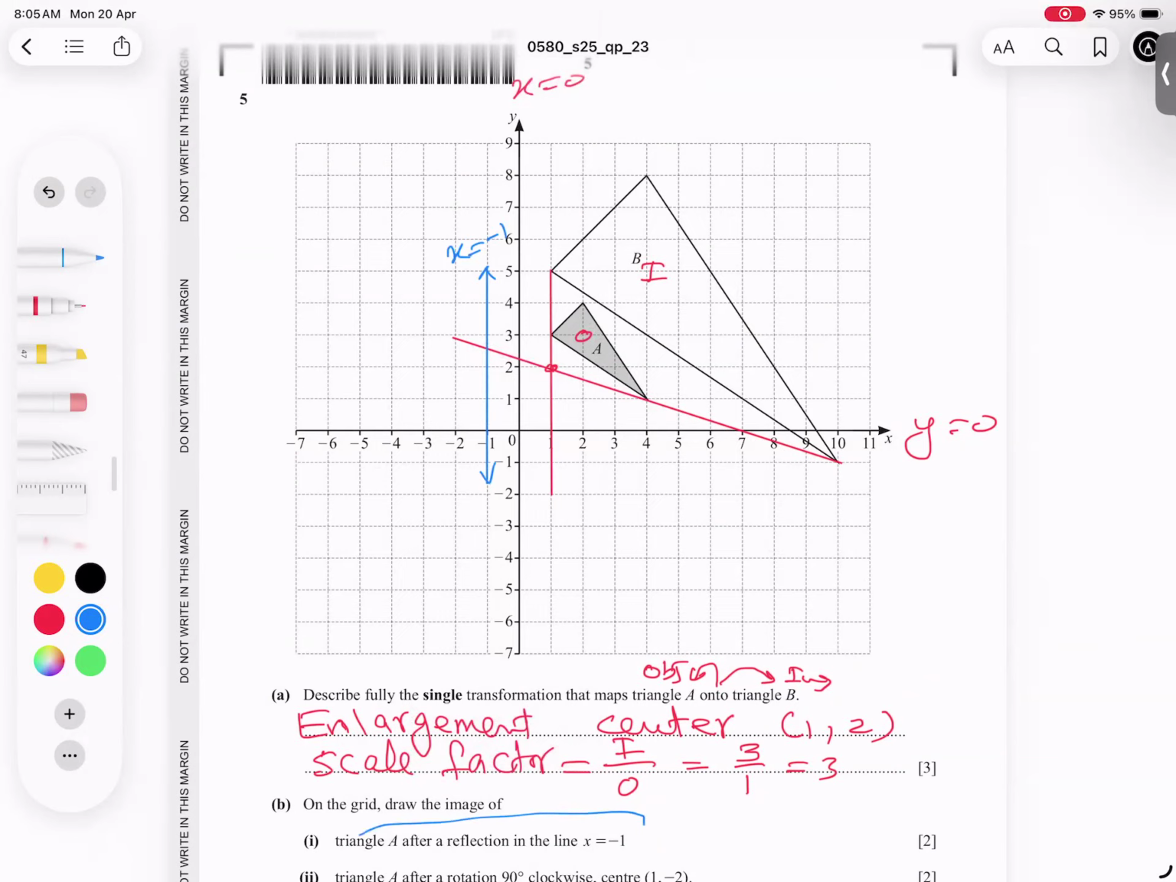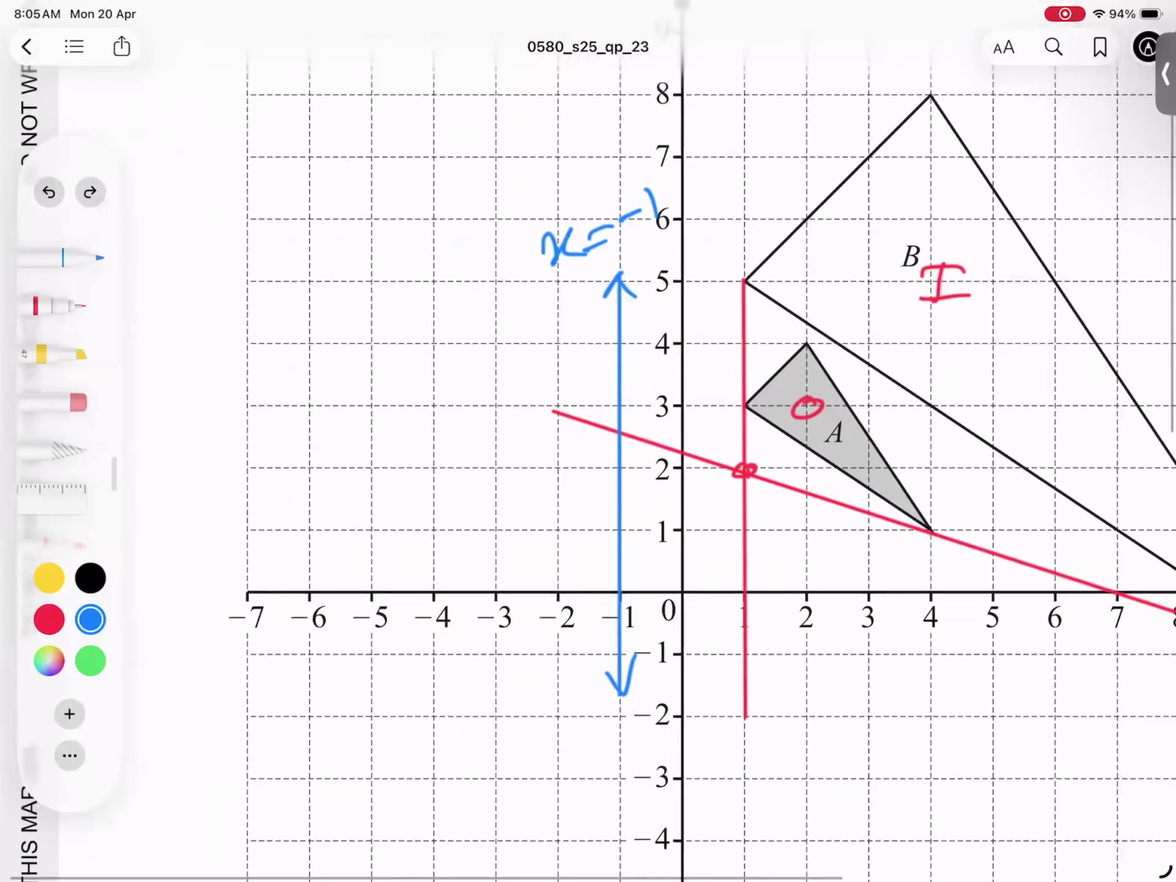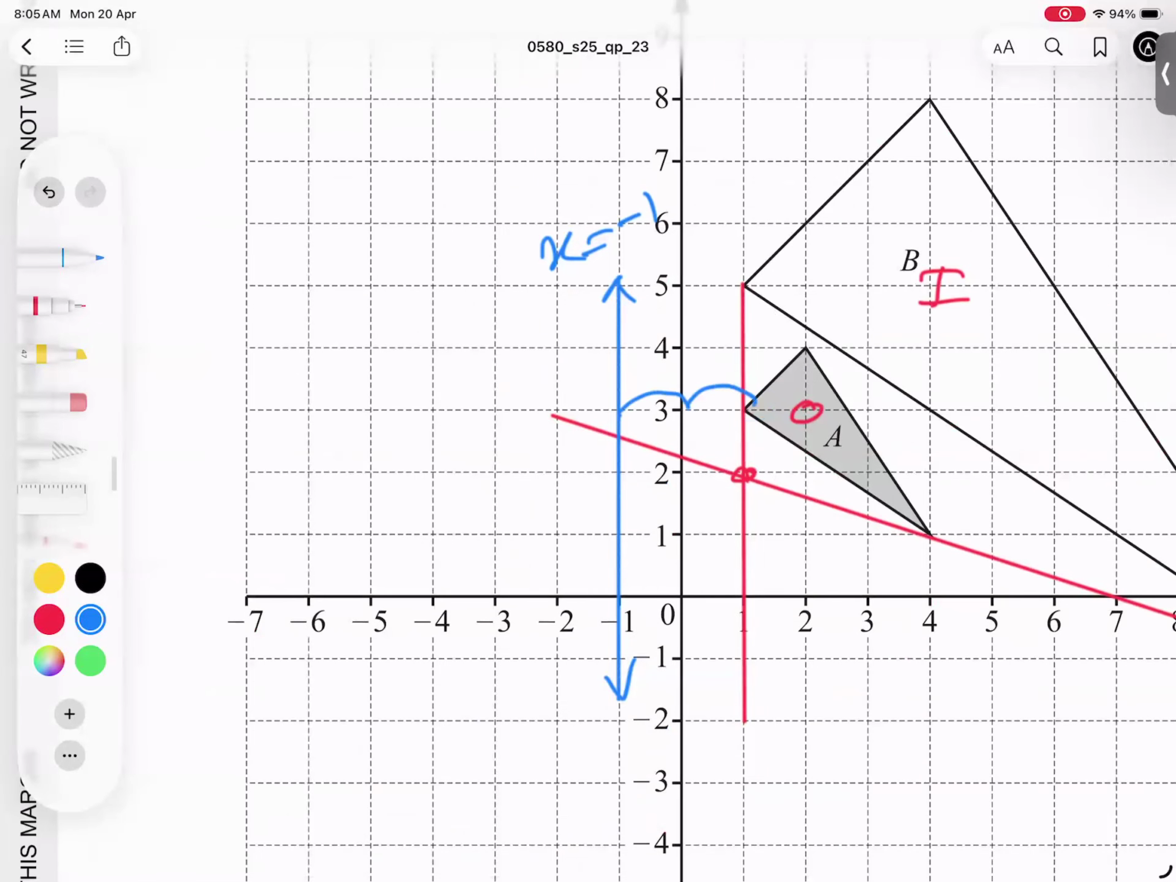Now I have to reflect the triangle A. So it's not a hard job for us. How far is this away? 2 boxes right. Where's the image? 2 boxes left. What about this? 1, 2, 3 right side, 1, 2, 3 left side. What about this? 1, 2, 3, 4, 5 right side.